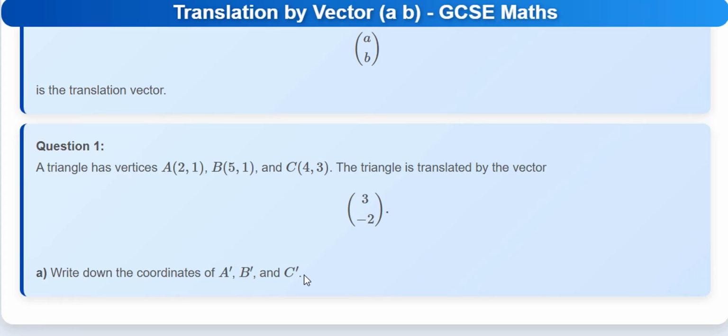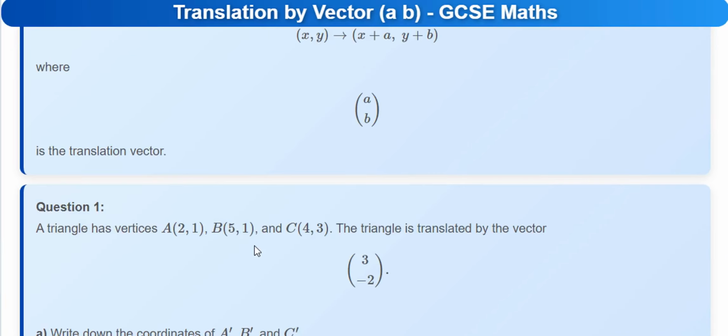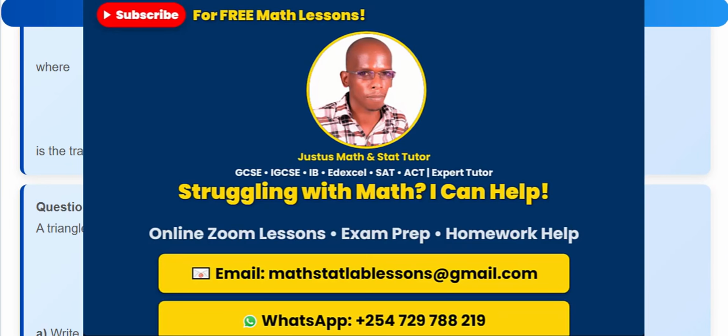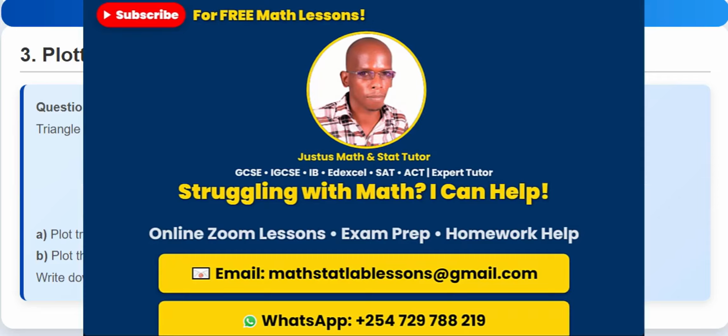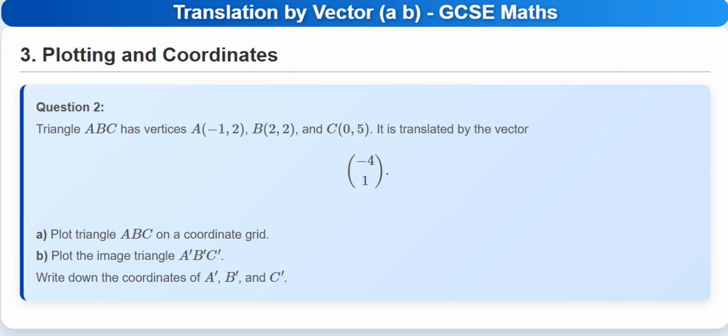So let's try another example where we are supposed to find the translated coordinates, and then we plot the original and the translated triangle in the Cartesian plane. So in this question 2, you are told a triangle ABC has vertices A is (-1, 2), B is (2, 2), and then C is (0, 5). It is translated by the translation vector (-4, 1).